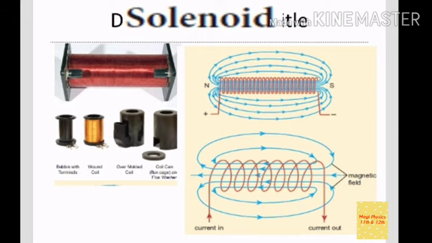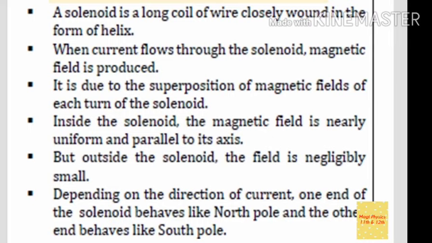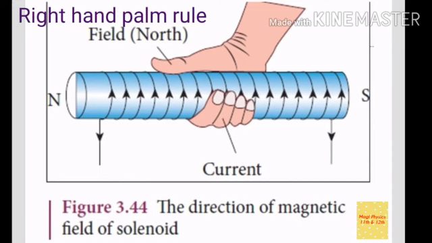Depending on the direction of current, one end of the solenoid behaves like a North Pole and the other end behaves like a South Pole. The direction of the magnetic field of a solenoid is given by the right-hand palm rule, such that if the current carrying solenoid is held in the right hand so that the fingers curl in the direction of current, then the extended thumb gives the direction of magnetic field. Hence, the magnetic field of a solenoid looks like the magnetic field of a bar magnet.